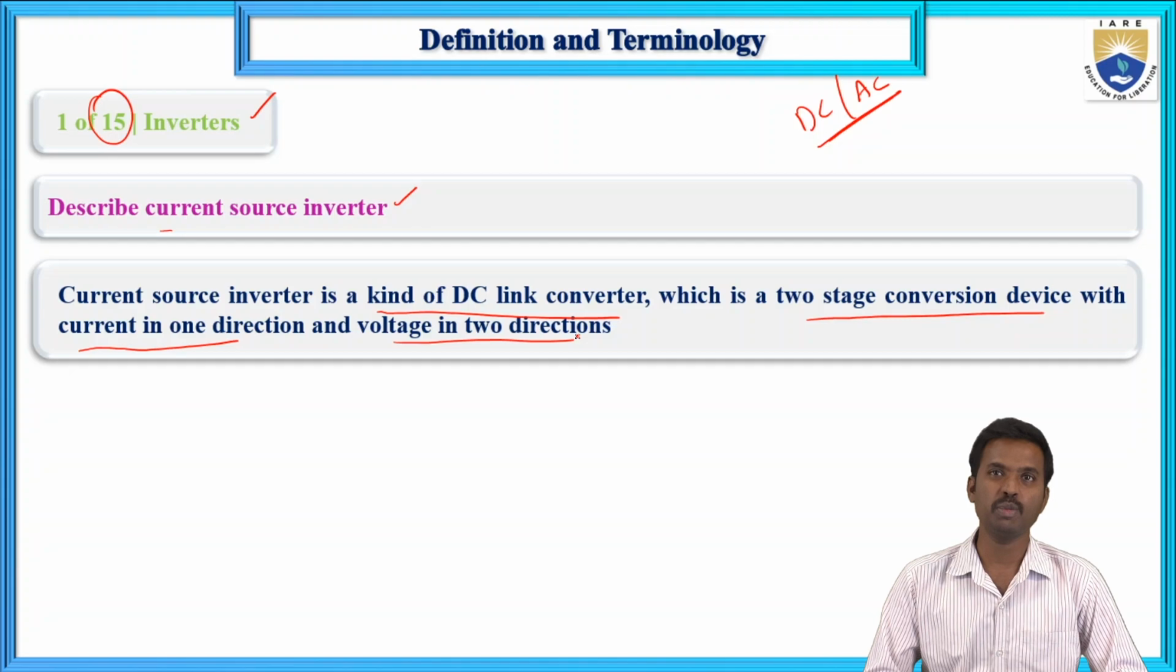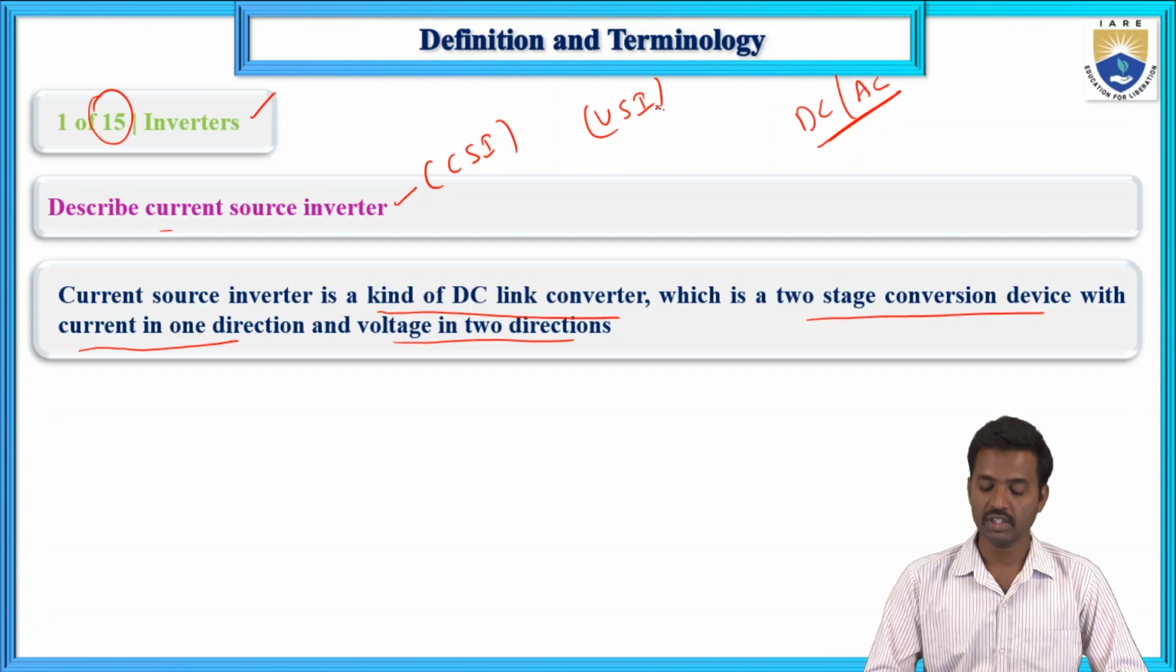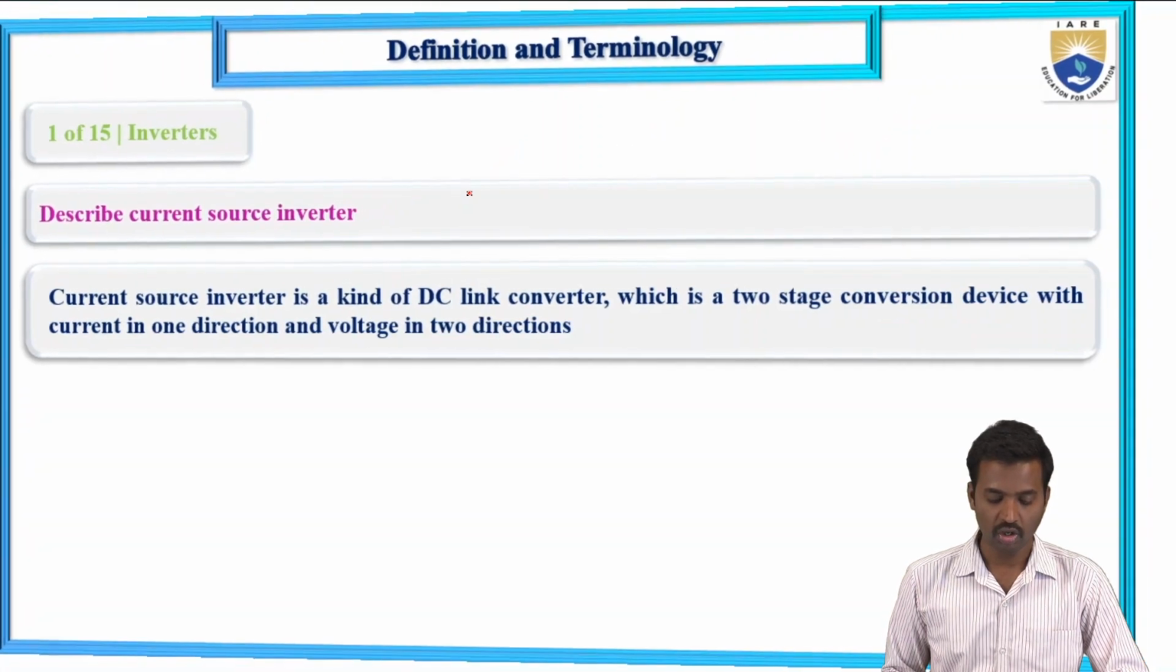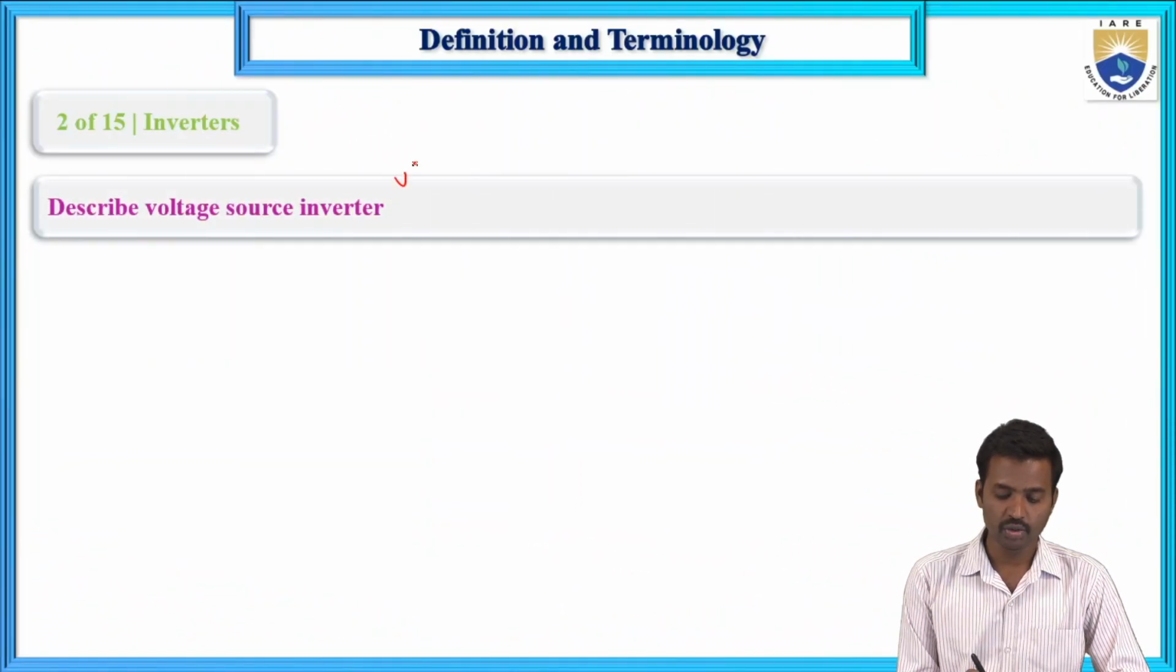So what is the difference between voltage source inverter and current source inverter? You can call it CSI, and the voltage source inverter you can call VSI. In VSI, the output voltage is constant. In CSI, the output current is constant. Now let us describe the voltage source inverters.